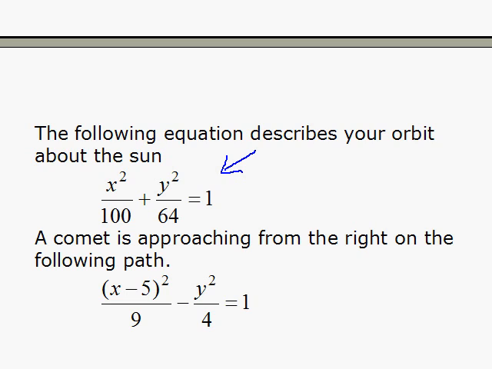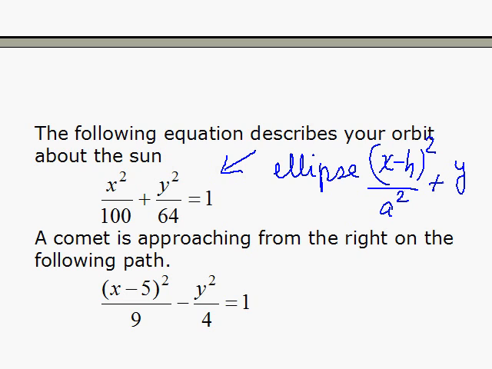Well, this is the standard equation for an ellipse. And if you look at the standard equation for an ellipse, or if you know it, then it has this form: x minus h squared over a squared plus y minus k squared over b squared equals 1. I'll put the 1 over here. Okay, fine. The h and the k are the center of the ellipse. In this case, the h and k are 0, 0. So it's an ellipse centered about the origin.